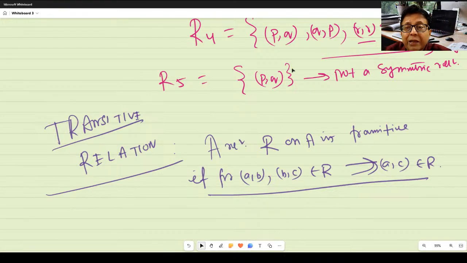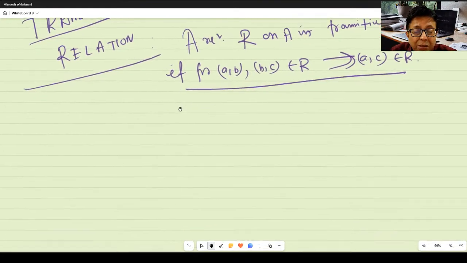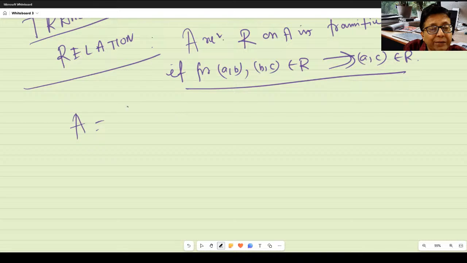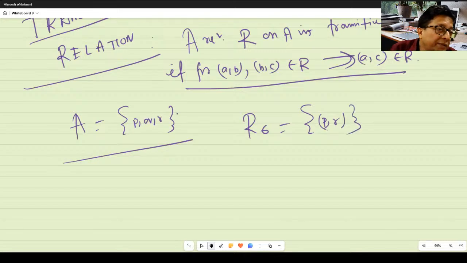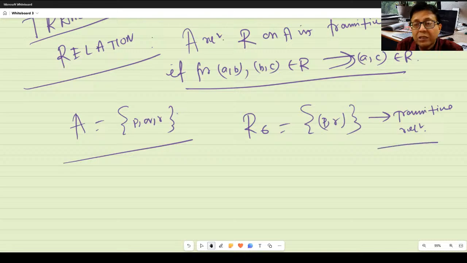Like from the same set I am taking that {P, Q, R}. From that set only I am taking elements. Check R6 equal to {(P, R)}, transitive or not. Is this transitive? Yes. If (A, B), (B, C) are there, then (A, C) has to be there. If only (A, B) is there, no problem. If (B, C) is not there, we don't think about this. So this one is a transitive relation.